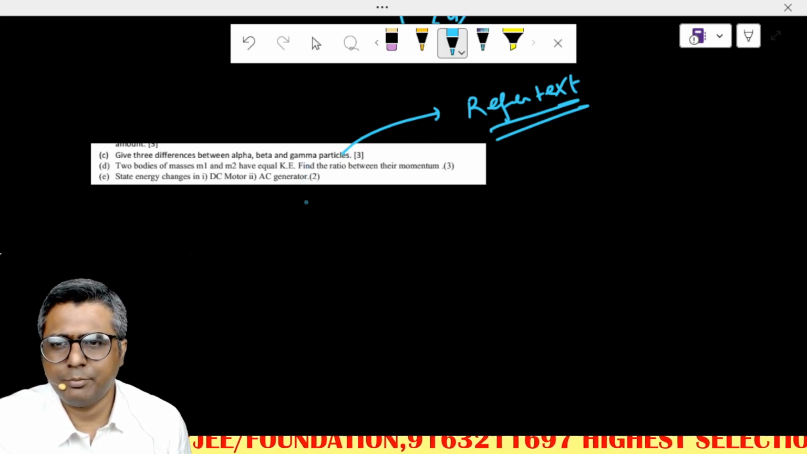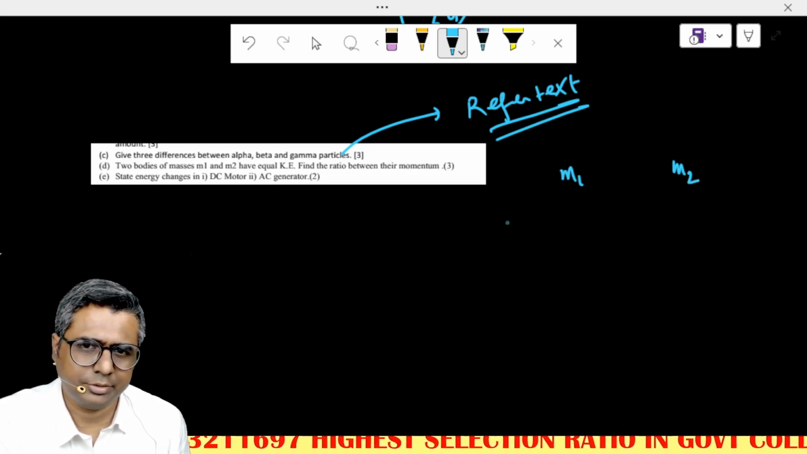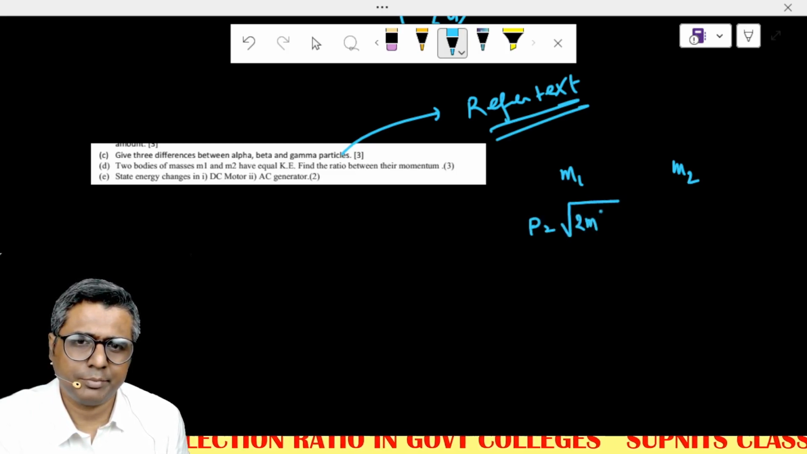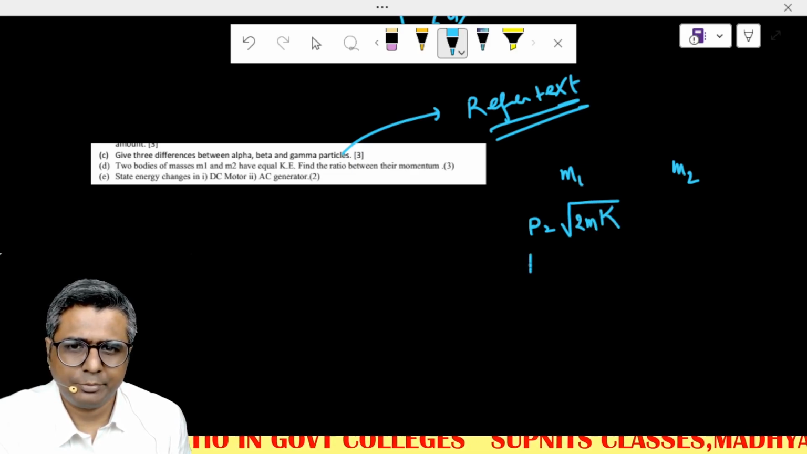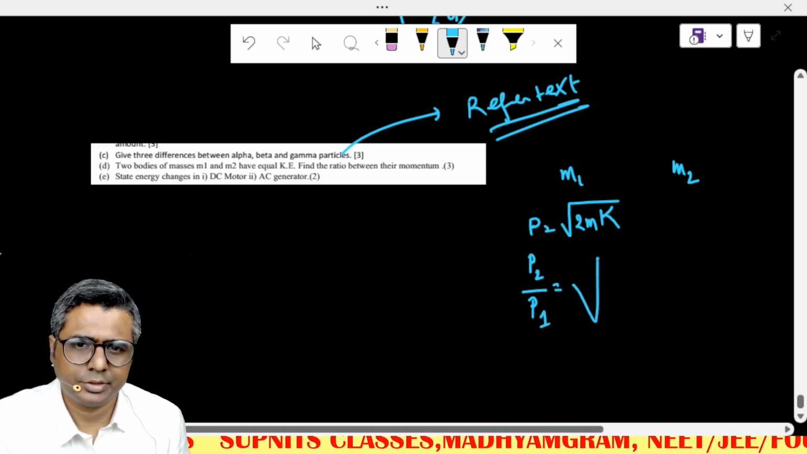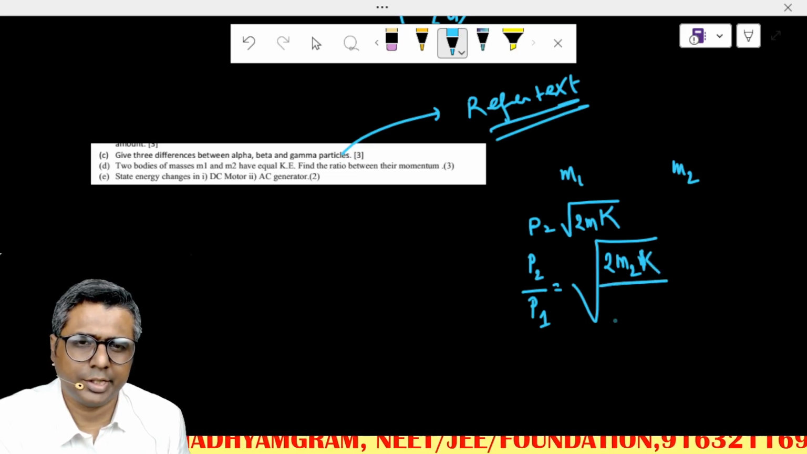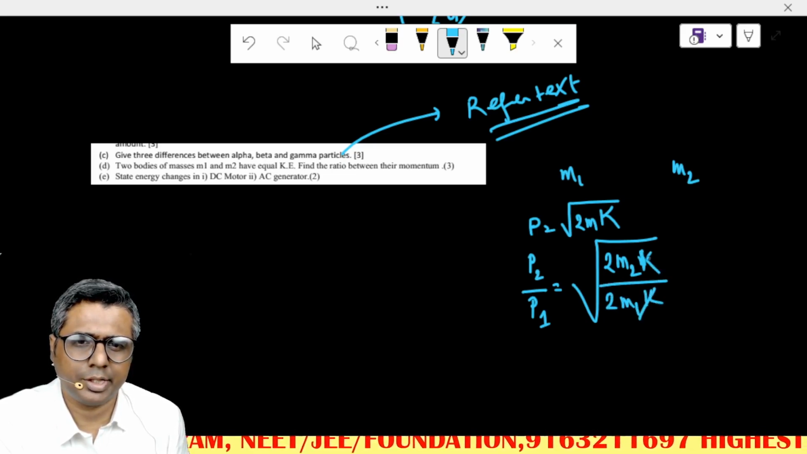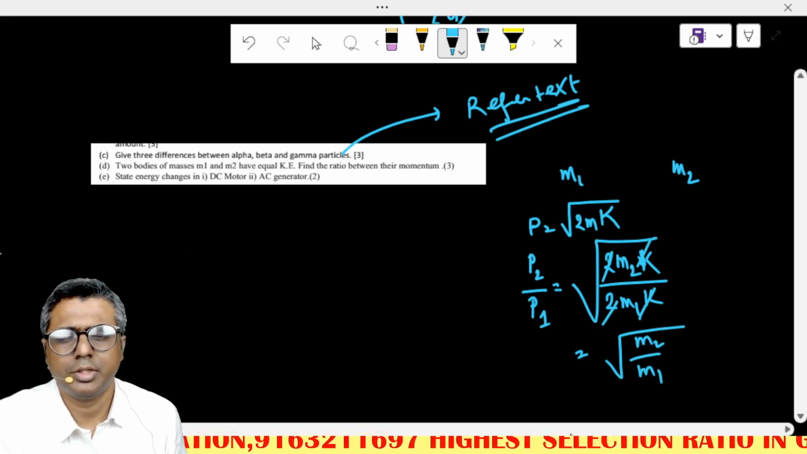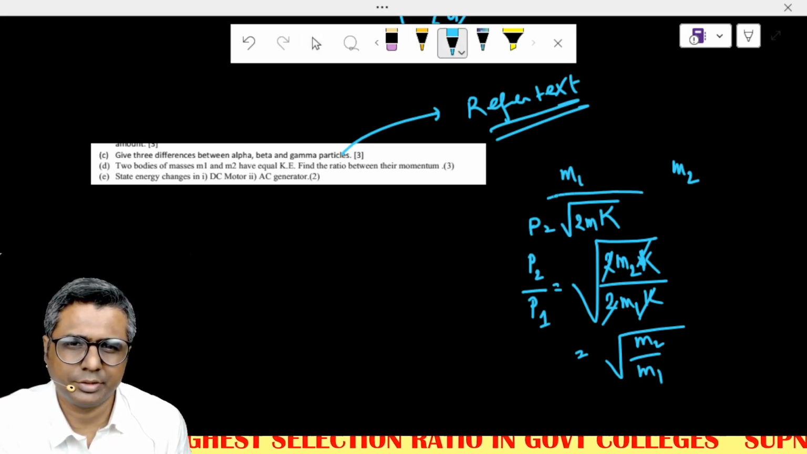Two bodies have masses m1 and m2. They have equal kinetic energy. Find the ratio between their momentum. So p is equal to root of 2mK. So I have to find out the ratio of the momentum, p2 by p1. This will be root 2 m2 K by root 2 m1 K, because they have equal kinetic energy. K cuts down, so the ratio is root of m2 by m1. Very easy question, just this formula and you can do everything.